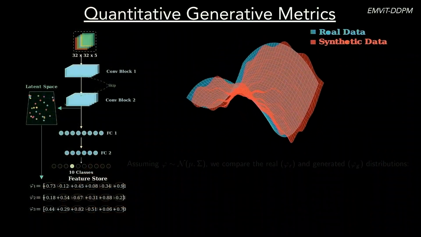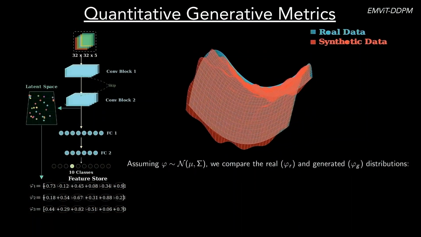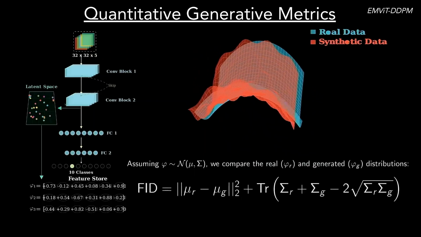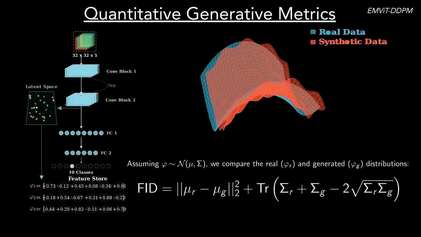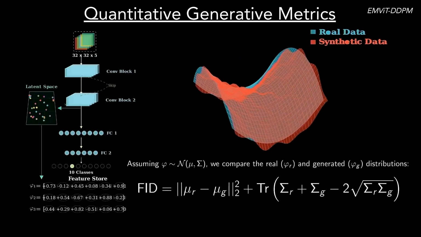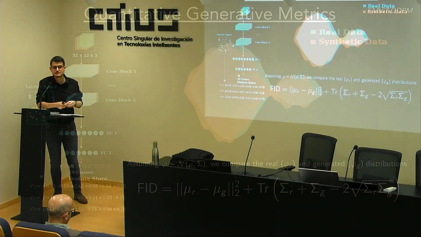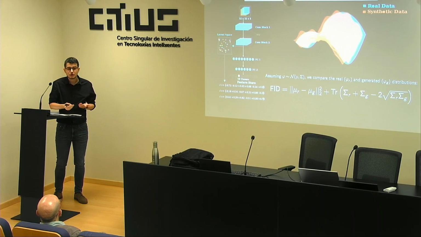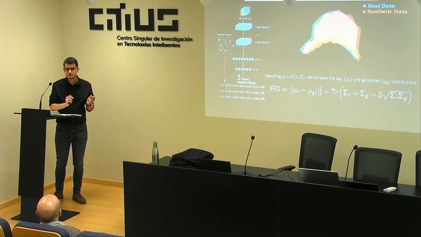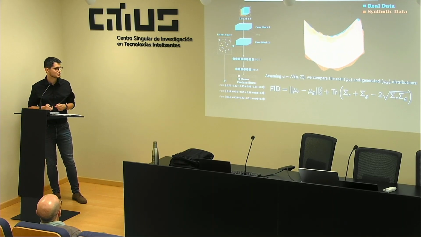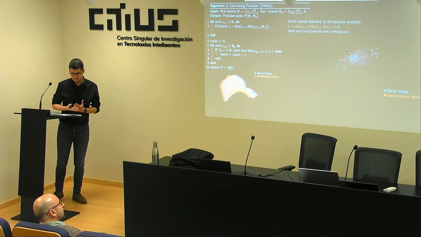So the first approach that we could take to measure how similar they are is a distance among distributions. This is the idea of the Fréchet inception distance. We are going to assume that our characteristics, our features, belong to a multivariate Gaussian distribution, and we are going to measure the distance among these distributions. But we can do better.